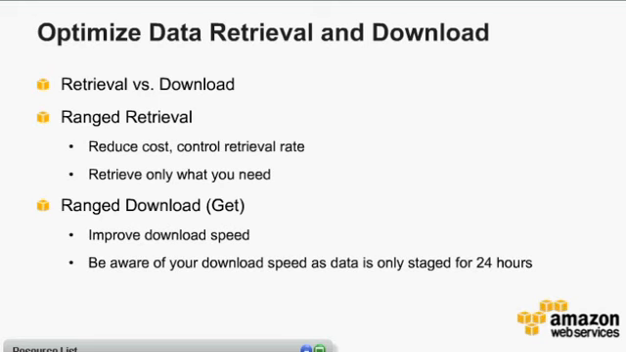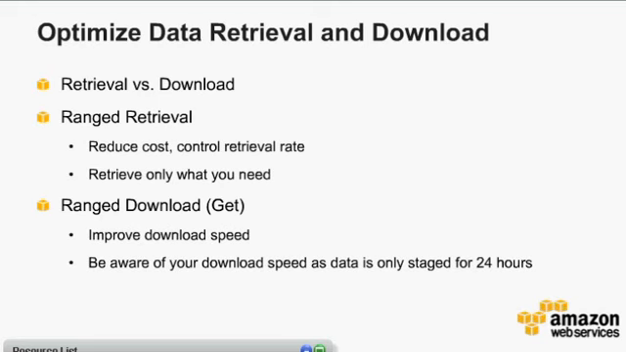In addition, there's a ranged download feature, or the ranged get capability. This is useful when you want to download parts of the data, or when you want to parallelize downloading a large archival once it's been retrieved. Do take note that at the moment, Glacier stages your retrieved data for 24 hours. So one of the best practices is to figure out that, hey, I have enough bandwidth to download the amount of data that I have retrieved within 24 hours.